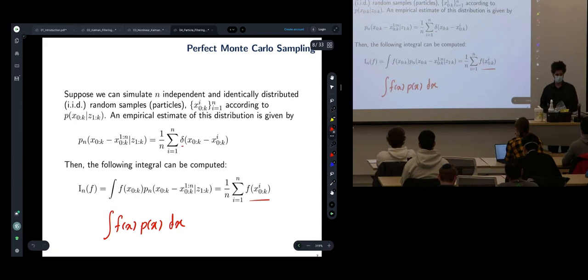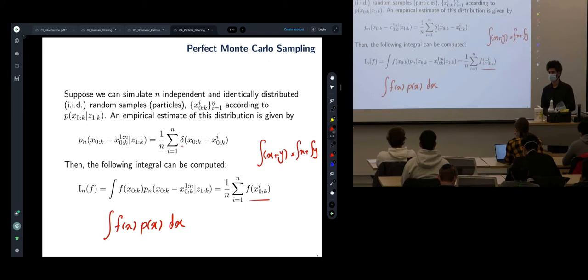Second, because of the linearity of the integral and this sum, we just need to evaluate the integral independently for each of the terms in this summation, right? Because the integral of x plus y is the integral of x plus the integral of y, okay? You don't have to write them together. Now, the delta will break the integral.